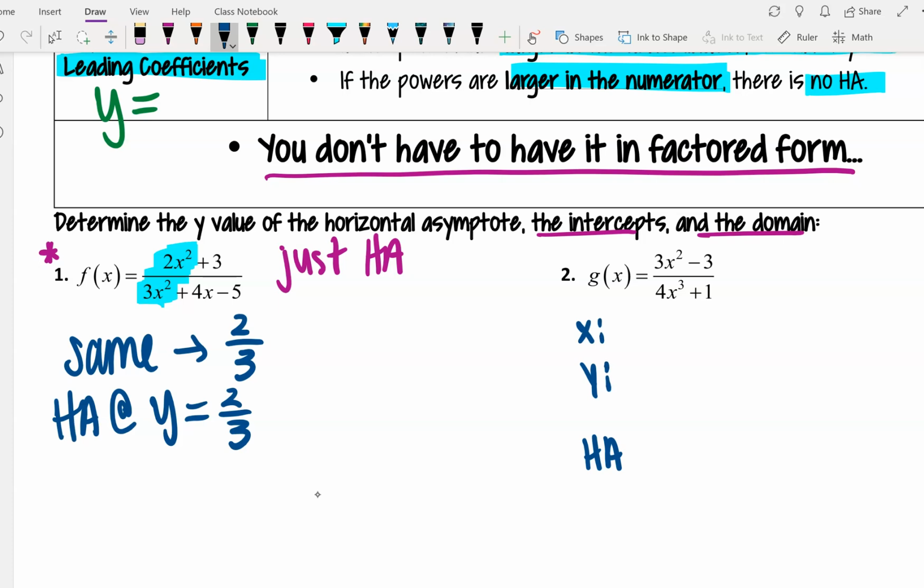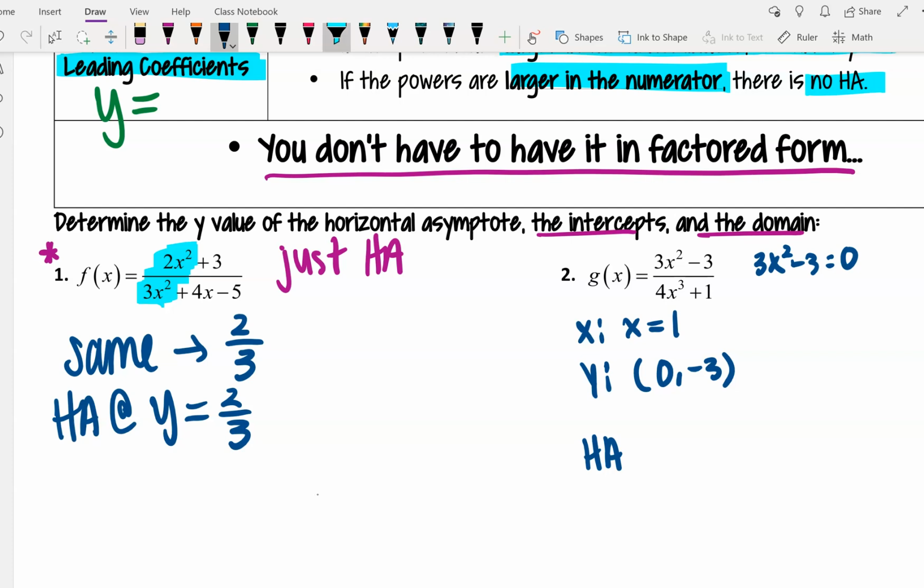So x-intercept when the top is equal to 0. So if you set x squared minus 3 equal to 0, what would your x value be? So your x-intercept here is a +1. And then if you set all of your x values equal to 0 to get your y-intercept, you should get -3, okay, because it's really -3 over a +1.